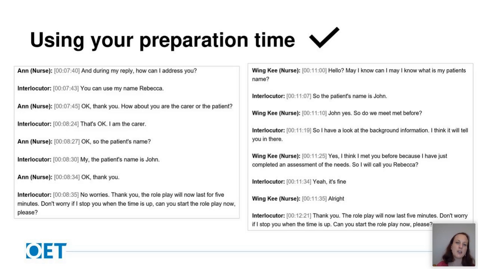If there's anything that you're unclear about, make use of that time to clarify it with the interlocutor. Don't be embarrassed to do that. It can cause problems for you. As I mentioned, the nurse that didn't ask and assumed they were talking to the patient, that causes its own problem. So it's much better to ask and to feel comfortable about the situation before you start.